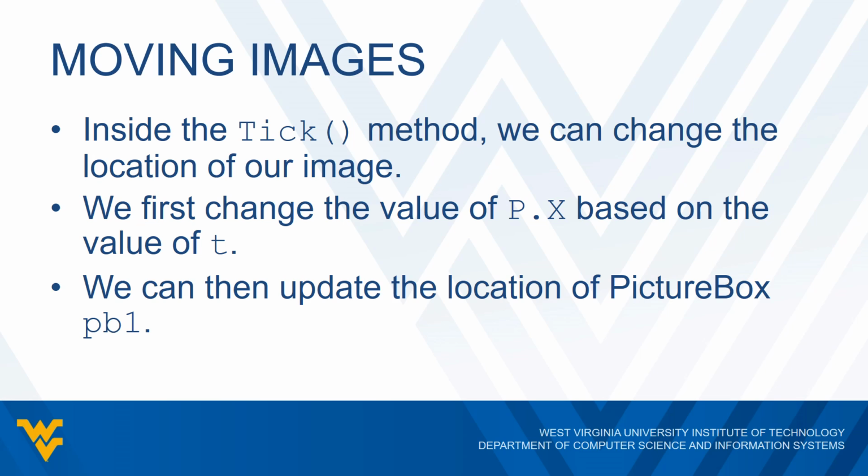So that means we'll store the x and y values of p into the location property of pb1. Hence, since we're moving it over, we're having that moving effect happen every single second. We'll then increment t by 1. That way, every second we change the value of t, it's increasing, which means our x value is always increasing, which means we're going to be moving our picture to the right every single second.